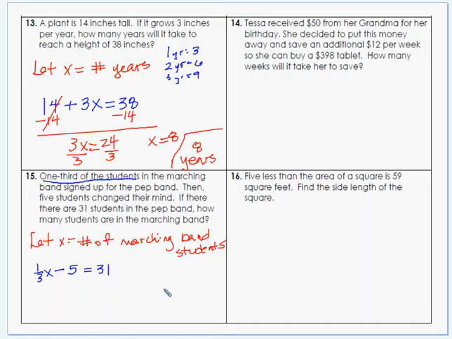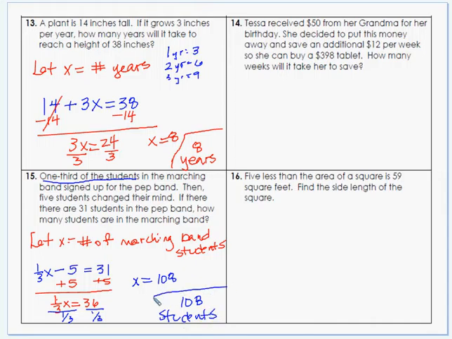And so now we can go through and start solving. In order for me to get the x term by itself, I want to add my 5 over. This would give me 1/3 x is equal to 36. And then to get rid of the 1/3, we can divide both sides by 1/3. And we're going to get that x is equal to 108. So there were 108 students in marching band.